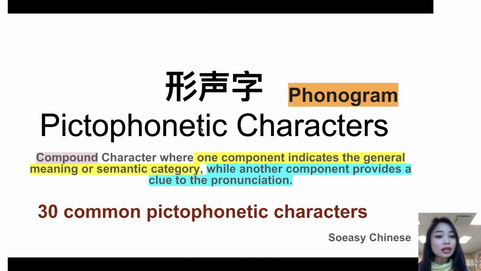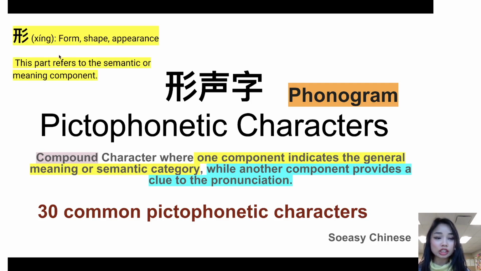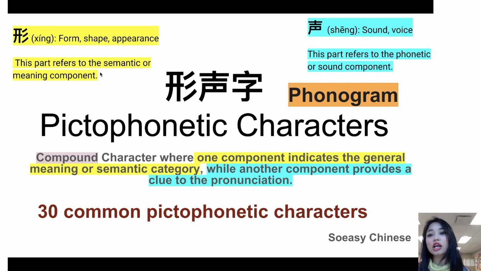So they are compound characters where one component indicates the general meaning while another component tells you the pronunciation of the character. So 形 means form or shape. This part refers to the meaning component. 声, this part refers to the phonetic or sound component. So today we're going to talk about the top 30 common pictophonetic Chinese characters.